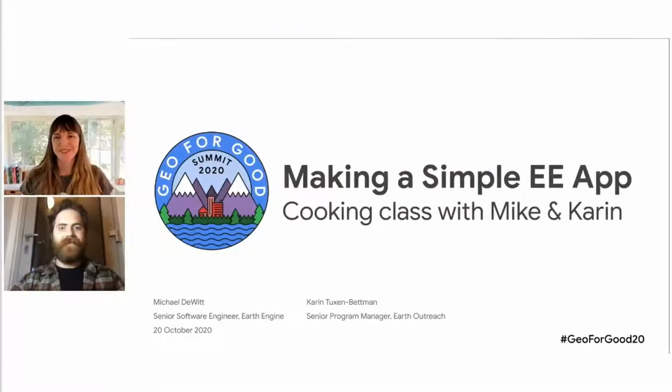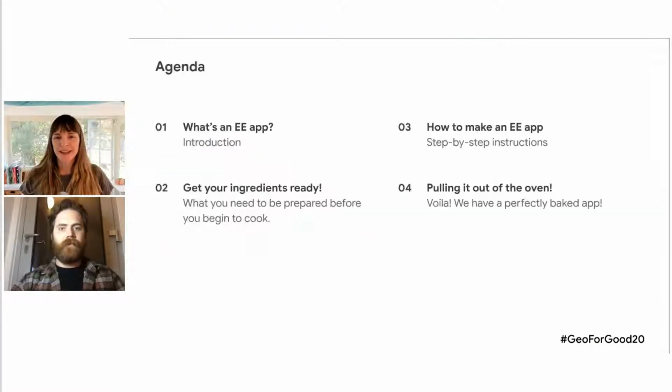Hi, I'm Michael DeWitt. I am a software engineer on the Earth Engine team. I've worked on everything from the Earth Engine backend, doing deep image processing algorithms, all the way through the Earth Engine front end and Earth Engine apps. So I've written a bunch of apps, and hopefully today we can share some fun recipes. Awesome, cool. All right, let's get started.